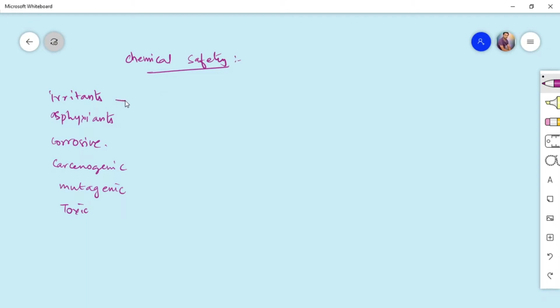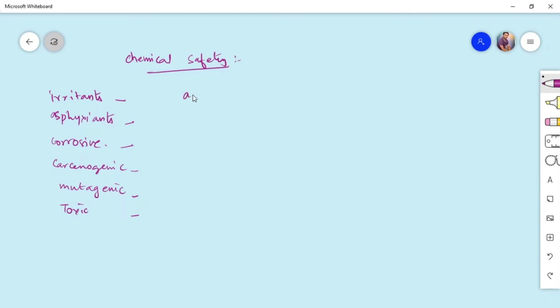So these irritants will only give you a feeling of irritation. Asphyxiants create breathing issues. Corrosive will just melt parts of your body, as simple as that. Carcinogenic, substances causing cancer. Mutagenic can affect your DNA and can mutate your genes. And toxic is harmful to health. Anything harmful to health is toxic. So these are the classifications of chemicals.